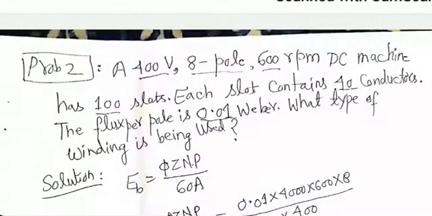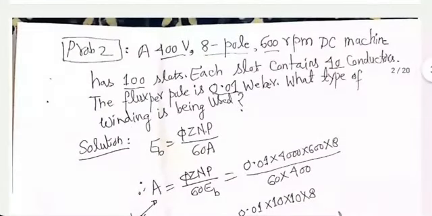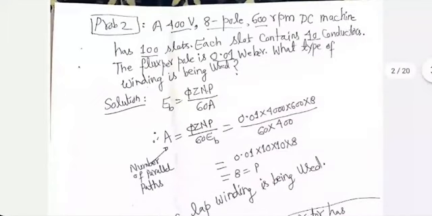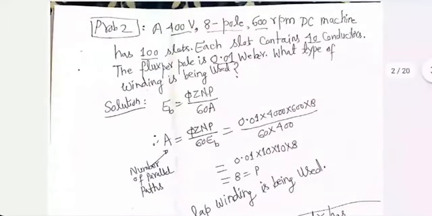Now, what type of winding is being used? That means you need to figure out the value of capital A. If it turns out to be 2, we have wave winding. If it turns out to be 8, that is the number of poles, then it is lap winding. So plug in the values. Phi is 0.01, Z is 4,000, N is 600, P is 8, EB is given as 400 volt. Solve the equation, do the calculations, you get A equal to 8, which is P, the number of poles. So it's a lap winding that is being used.